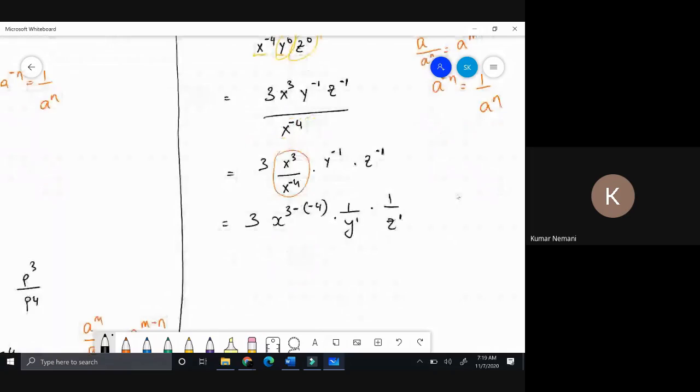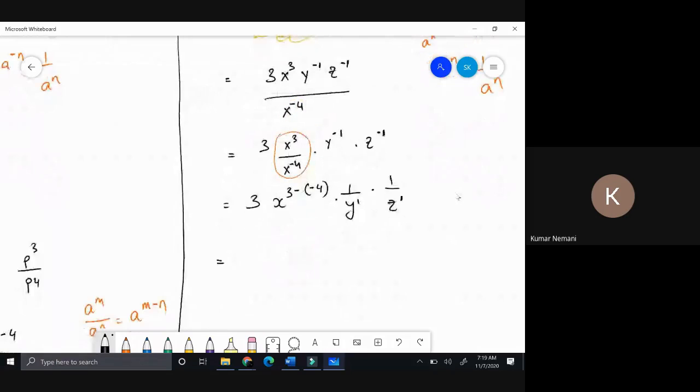So let us combine all the numerators after solving x. 3 minus of minus is plus, it becomes 3 plus 4 divided by y power 1 or z power 1. That is 3x power 7 divided by yz, your final answer.